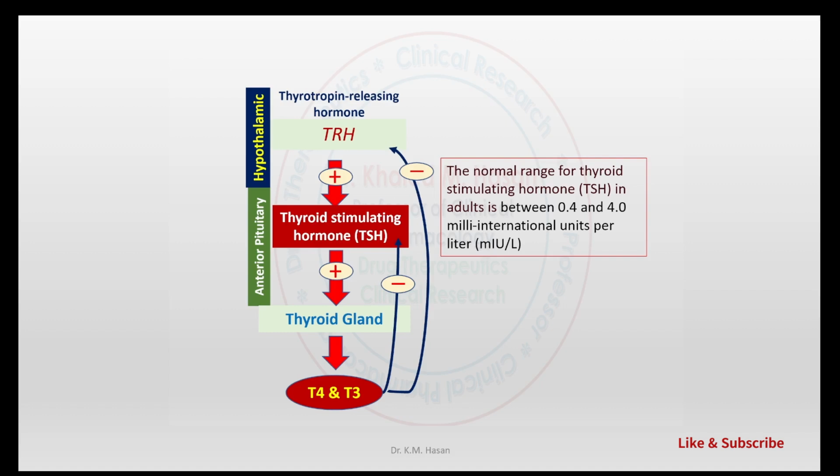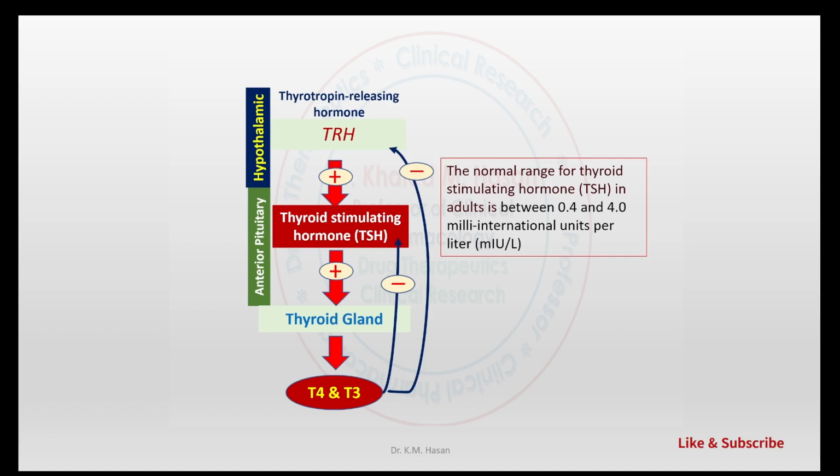This axis may be present here: the TRH released from the hypothalamus. TRH stimulates TSH, and TSH will stimulate the thyroid gland and lead to the release of thyroxine and T3. T3 stands for triiodothyronine. So we need to be familiar with the meaning of TRH, TSH, T4, T3. TRH means thyrotropin releasing hormone.